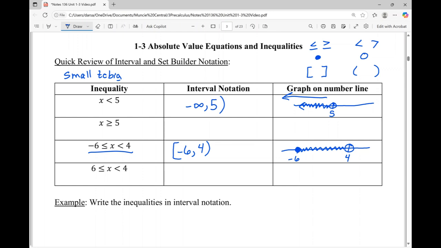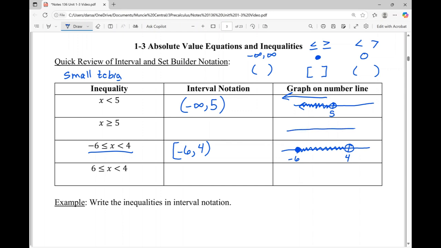Now, the tricky part is infinity. Can you ever reach infinity? Like, is it ever possible to equal infinity? It is not. So if you have a -infinity or a positive infinity, you will always use parentheses for those. So we'll put a parenthesis here, and this tells us everything from -infinity up to 5, but not including 5 as part of our answers.